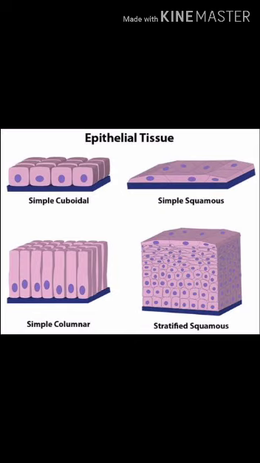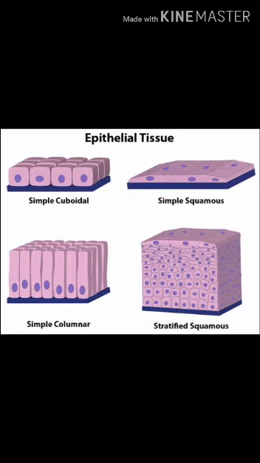Epithelial tissue cells are tightly packed to form a continuous sheet. There are different epithelial tissues. They are squamous, cuboidal, columnar, and ciliated. Squamous epithelium, simple squamous epithelial cells, is found in the esophagus and lining of the mouth. The skin, which protects the body, is also made up of squamous epithelium.